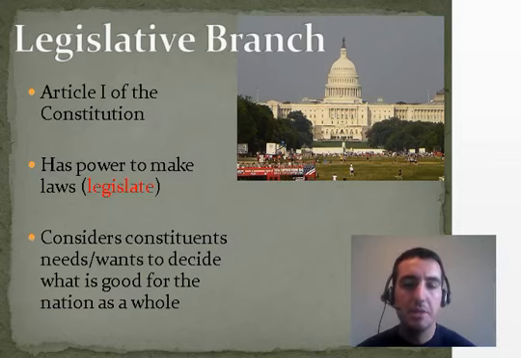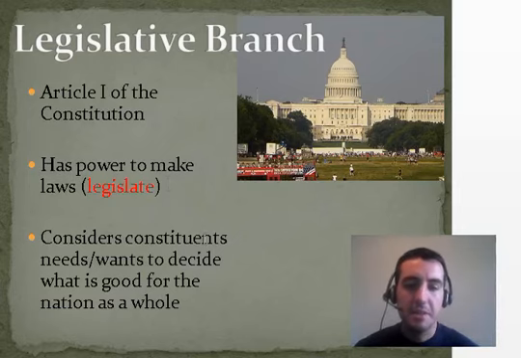So the legislative branch is the one that makes laws. They have the power to make laws or legislate. That's where they get their name from. So you can think legislative, laws. They both begin with an L. That's how you can kind of remember them. So they're the people that are in charge of making laws in this country.